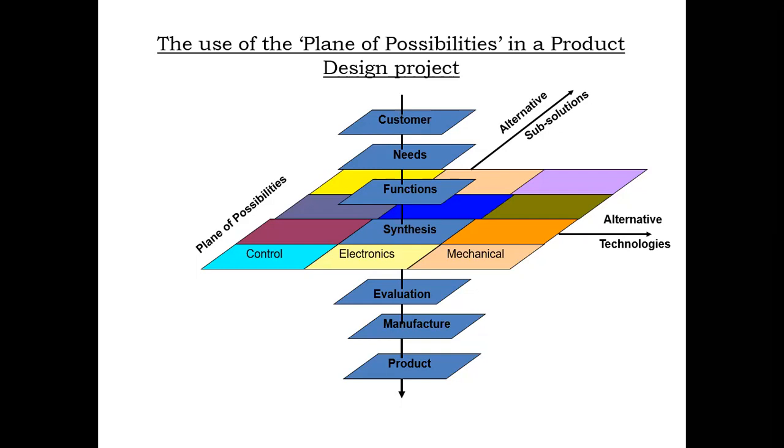Then they use alternative technology or alternative sub-solutions, or they define some possibilities. They will define, then evaluate, then manufacture, then product. This is the concept of mechatronic system design.